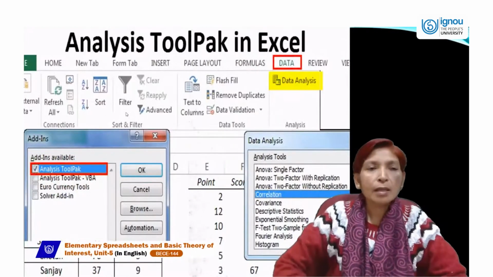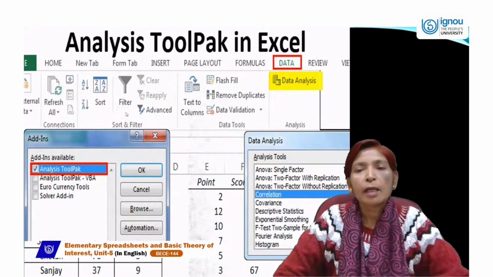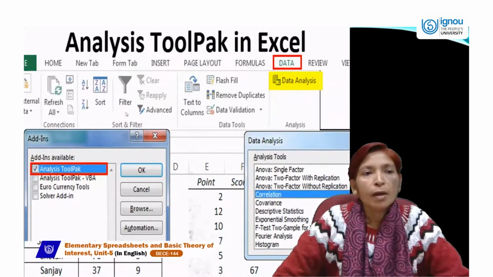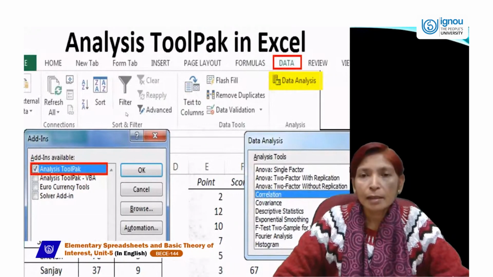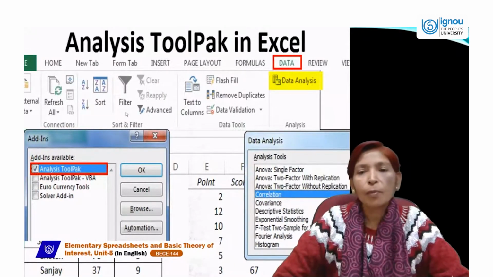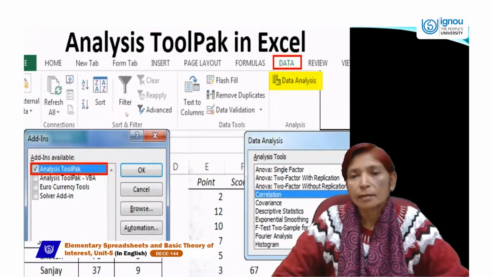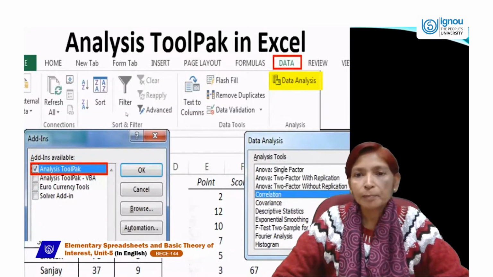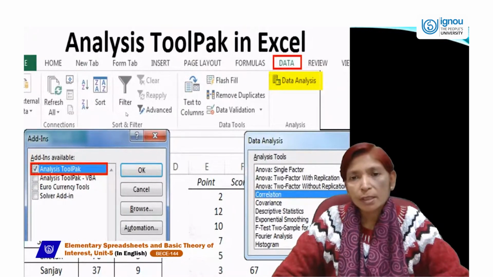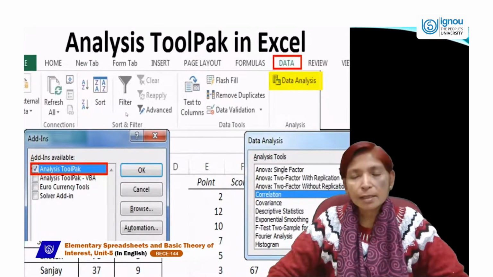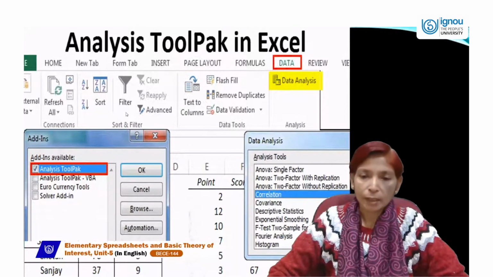Next is analysis toolpak in Excel. How can we analyze with the toolpak in Excel? In this, we have to open this data. Here data is written. First of all, we will open the data tab, then data analysis will open. In data analysis, there are so many analysis tools which we can use to analyze our data and we can conclude it.